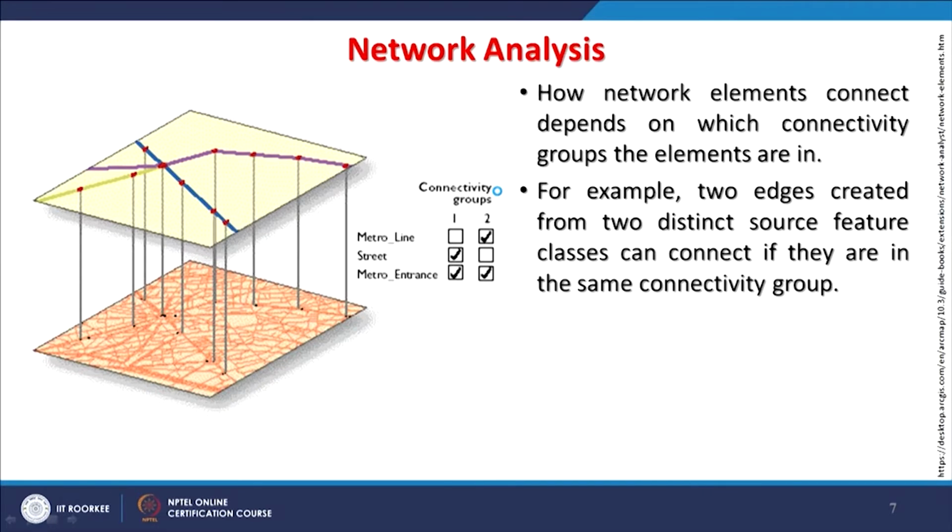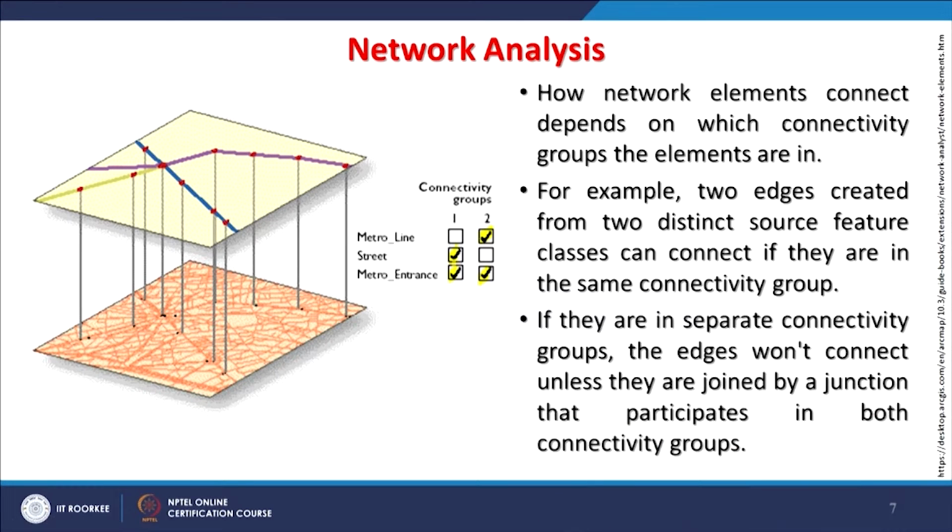connectivity group. As you have seen, metro line and metro entrance belong to the same connectivity group. Similarly, street and metro entrance belong to the same connectivity group. And if they are in separate connectivity groups, then the edges won't connect. And if that has not been established, then this network analysis will not work, because unless they are joined by a junction that participates in both connectivity groups.